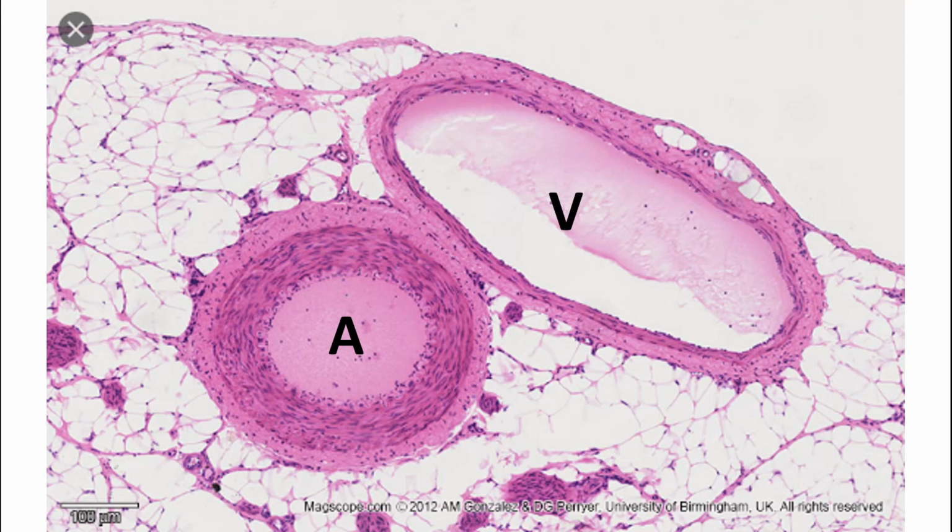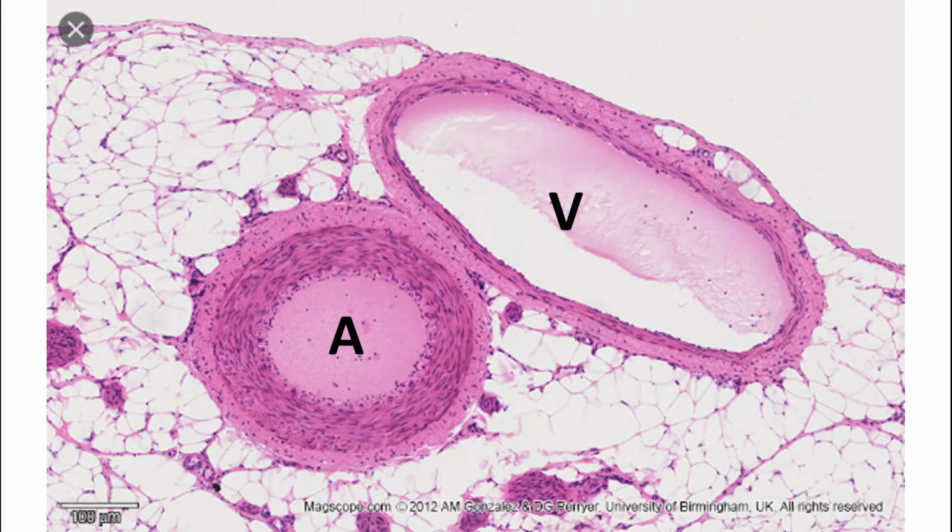When we look at the vein, first of all, veins are collapsible structures. They can collapse, and we can see that the lumen of the vein accompanying the artery is much larger, and the tunica media is thinner, while the tunica adventitia, in relation to the size of the vein, is thicker than that of the artery.